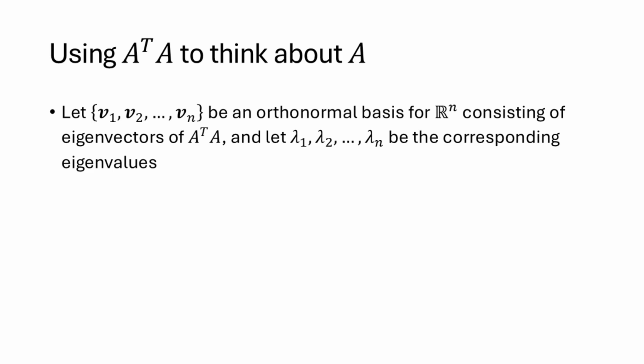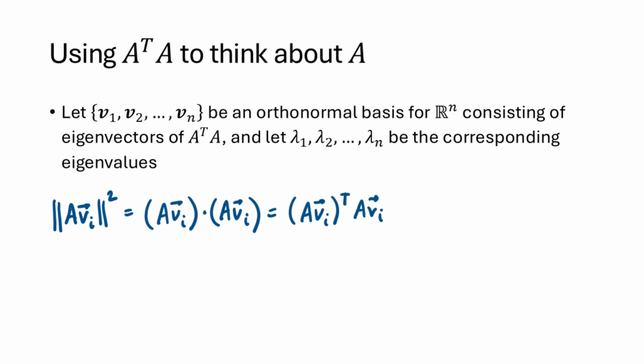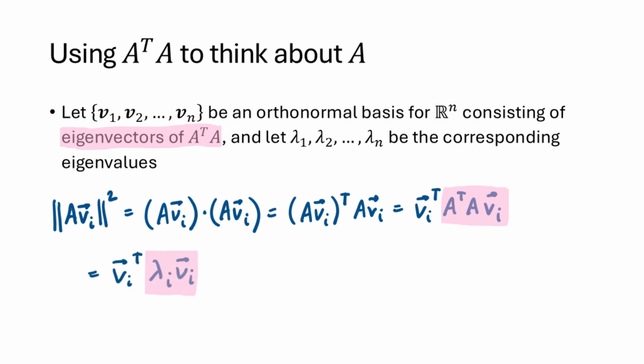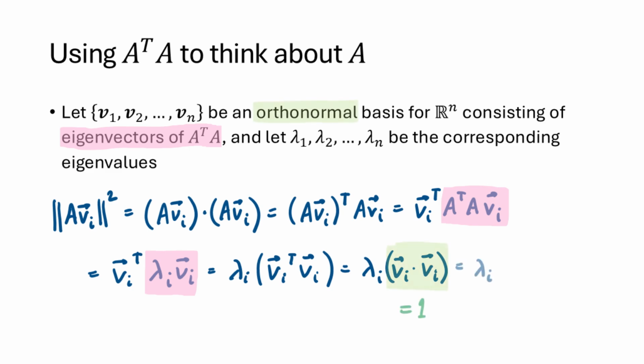We want to try to use this information about A transpose A to connect back to the original matrix A. Well, if we take the length of A vi squared, that's A vi dotted with A vi, and by the definition of inner product, that's (A vi) transpose times A vi. By properties of transpose, that reverses the order of the multiplication, so we get vi transpose A transpose A vi. vi is an eigenvector for A transpose A, so A transpose A times vi is just lambda i times vi. Then we can pull the lambda i out and rewrite this as lambda i times vi dot vi. And that's just lambda i because remember the vi's are unit vectors because the v's form an orthonormal basis. So we've shown that the length of A vi squared is lambda i.